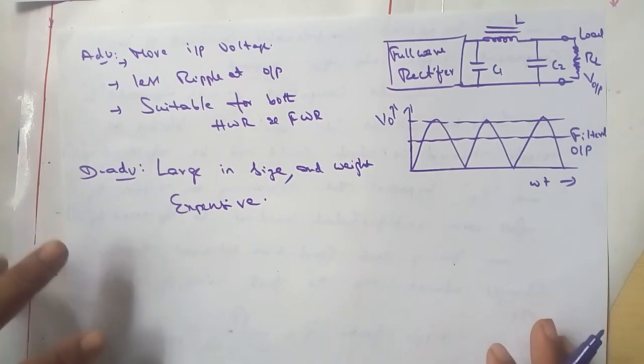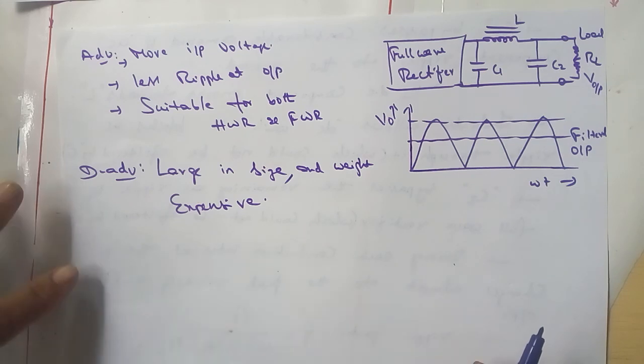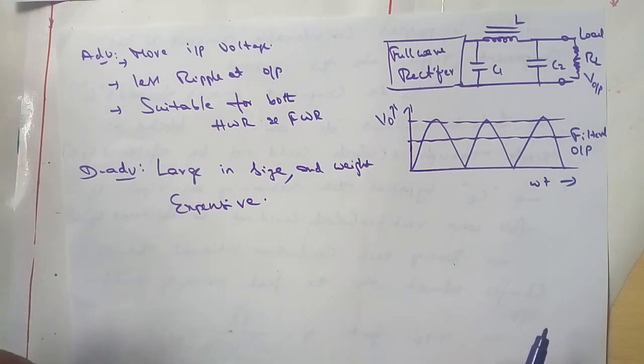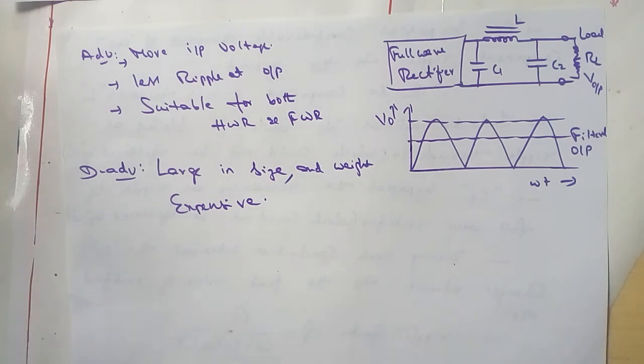So this is about the L section and pi section filters. Now the filters are completed. In the next class we will discuss the Zener diode and the related problems. Right? So thank you very much.